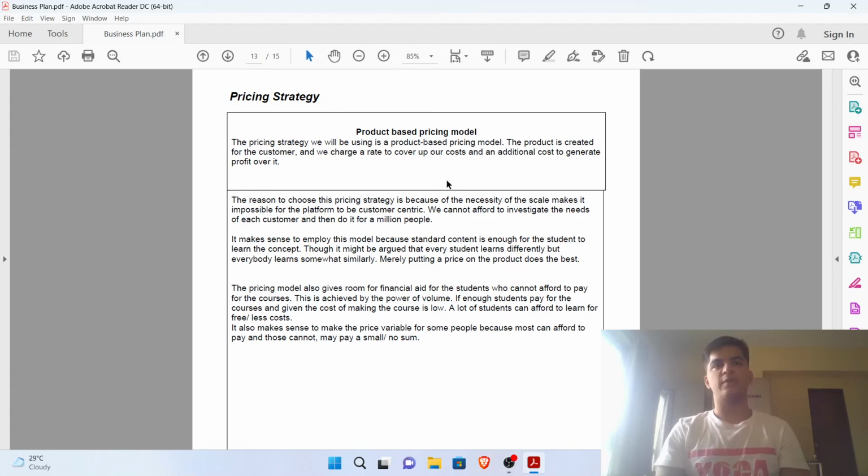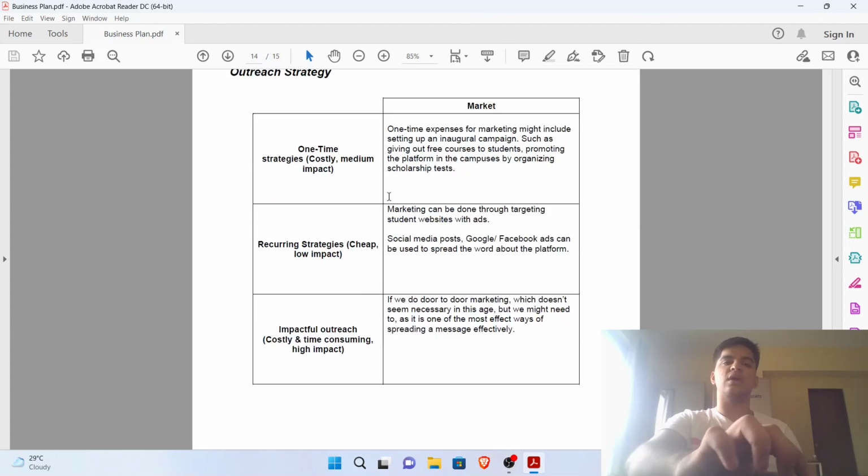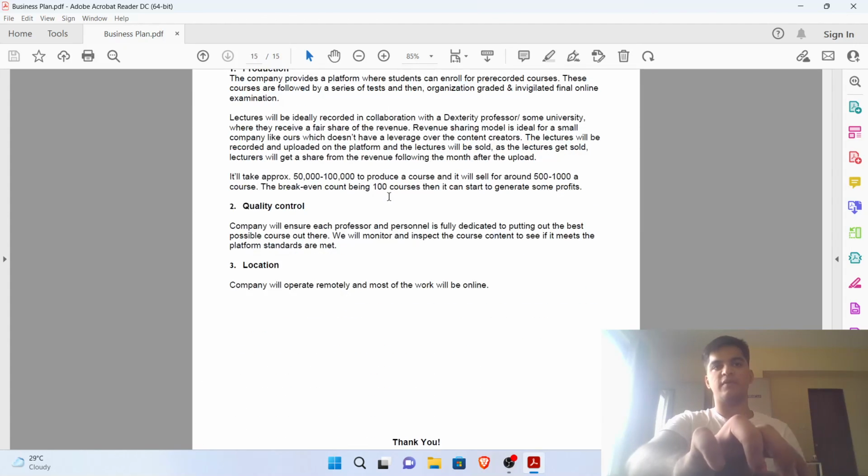We are going to adopt a product-based pricing model, just like a company like Britannia or Parle does for biscuits. So it's just like that. We are trying to make a small margin off of a product and give it to a large number of people. So we don't need to be customer-centric that much, and that is why this is the model that I've chosen. And our outreach strategy is going to be putting out social media ads, posting social media posts, going to schools and running campaigns there, giving out free courses, and giving out scholarships to the students on the basis of tests. So I feel that these strategies will work very well for us.